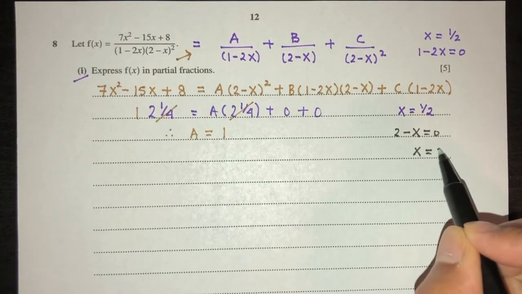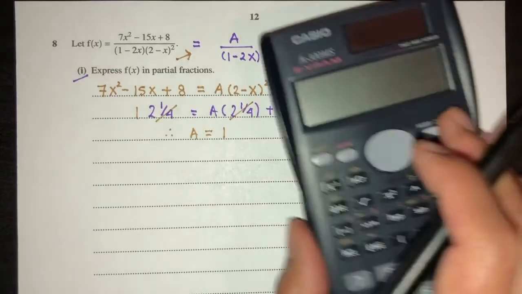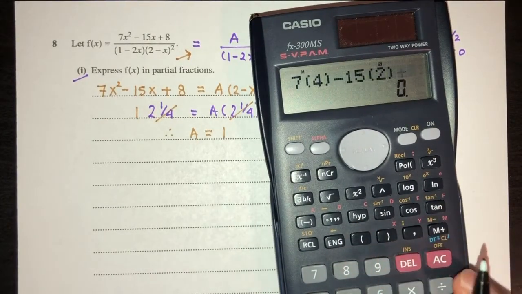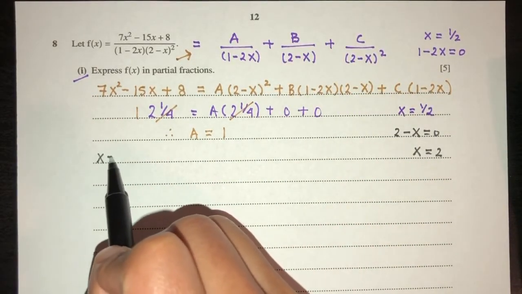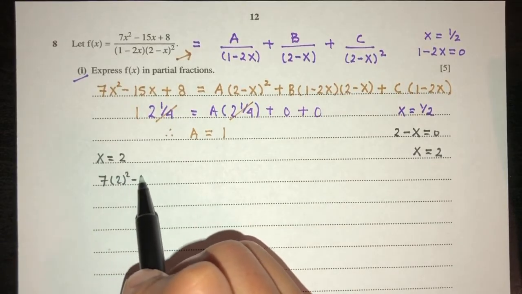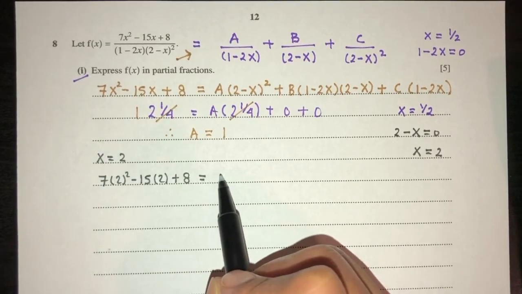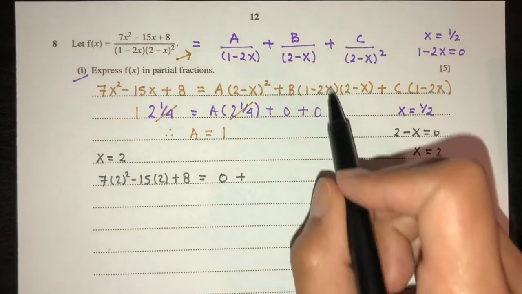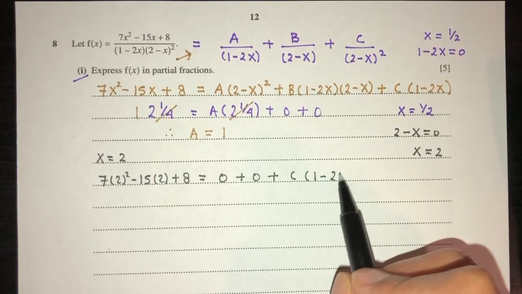So we have to let x become 2. If x is 2, what is the value on the left hand side? You will have 7 times 4 minus 15 times 2 plus 8. So let me write this down for you guys. We let x equal to 2: 7 times 2 squared minus 15 times 2 plus 8. It is equal to, if you put 2 here, that will become 0, and this is also 0, and c will become 1 minus 2 times 2.